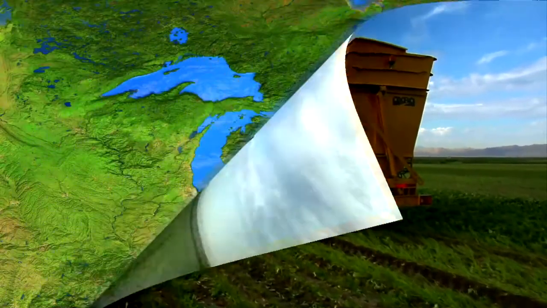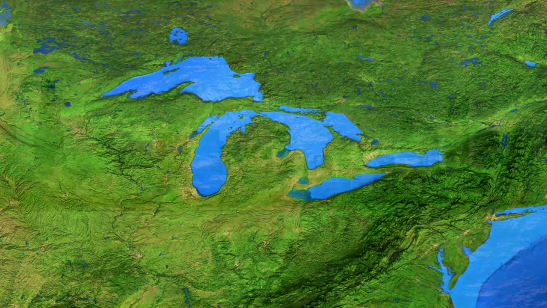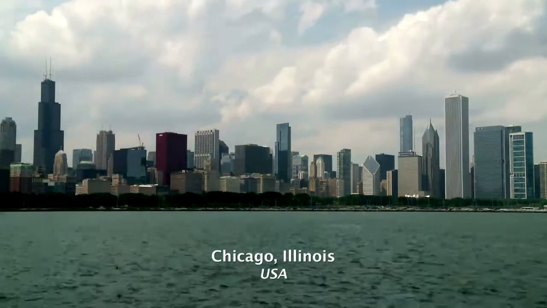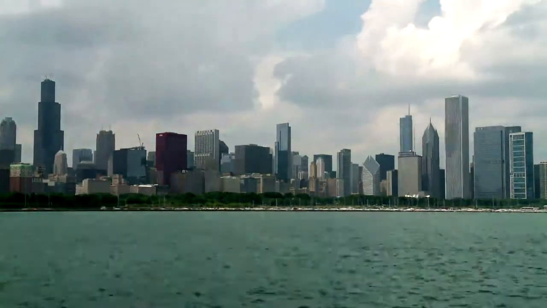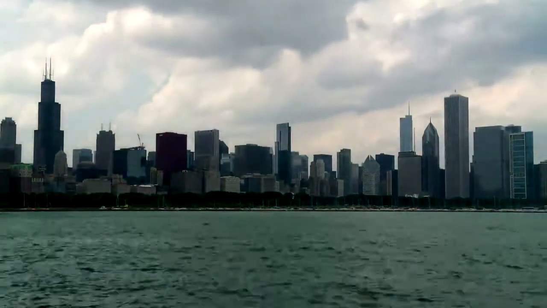The central region is also home to the Great Lakes, which, when taken together, hold about 21% of all the surface freshwater on Earth. Chicago, seen here, along with a few other large American and Canadian cities, rises up on the shore of this body of water.